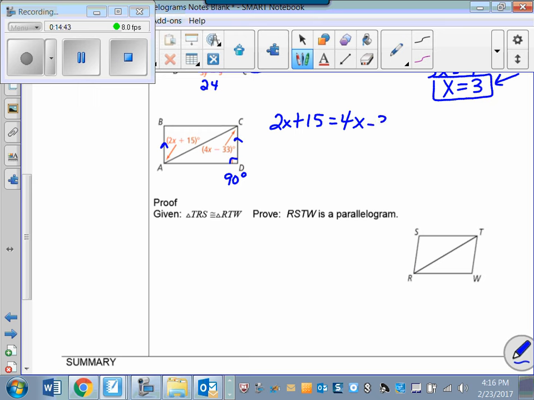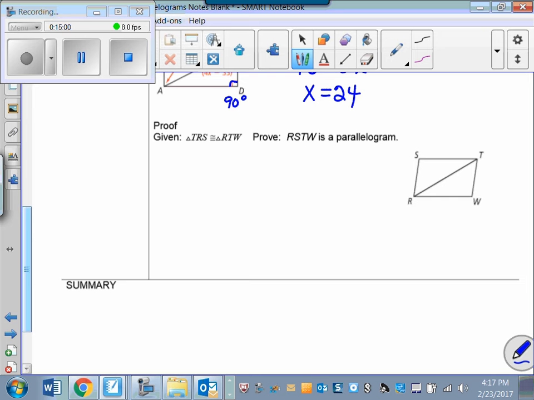2x plus 15 equals 4x minus 33. So 15 plus 33 is 48. 4x minus 2x is 2x. And that tells me that x is 24. Much simpler than I had done it the first time.